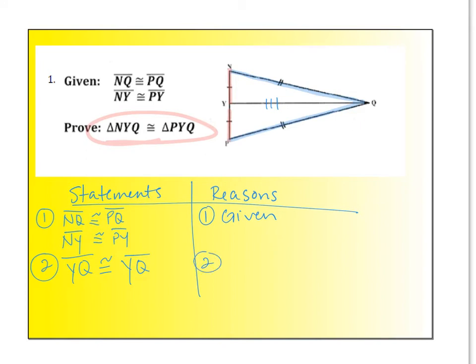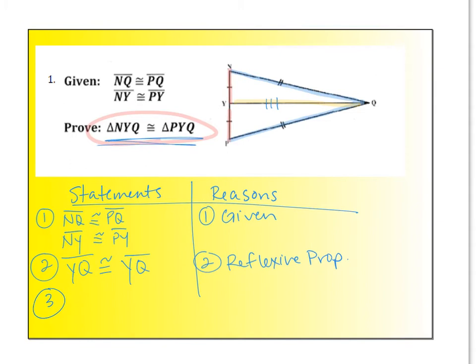Why do I know that? Because everything is congruent to itself. That's known as the reflexive property of congruence. So I'm just going to write the reflexive property. Again, that means everything is congruent to itself. So I now know that I have three sides in one triangle that match up with three sides in another triangle. So I think I can prove it.